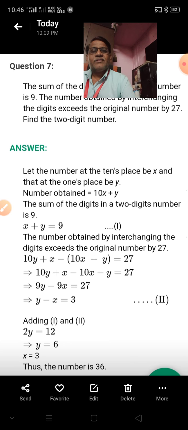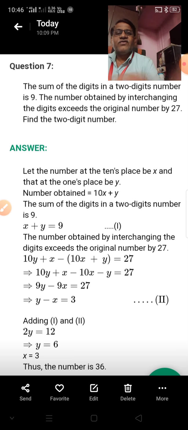Now come to question number 7. What is question number 7? The sum of the digits in a 2-digit number is 9. The number obtained by interchanging the digits exceeds the original number by 27. Find the 2-digit number. A 2-digit number means a number having 2 digits, that is 10 to 99, between 10 and 99.